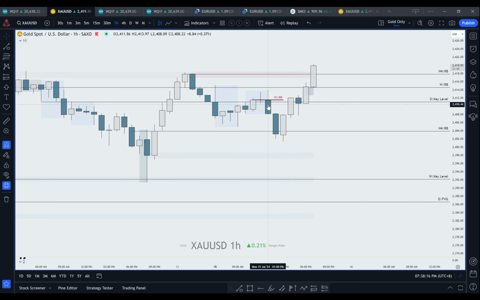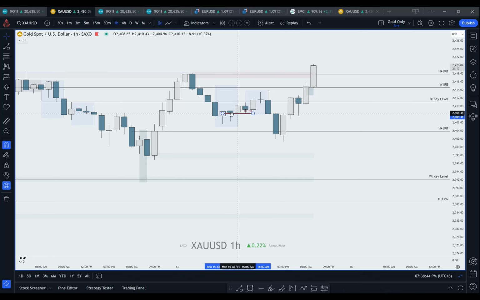Okay, so if we are looking for any entry, we are looking for any entry above this level on the sell side. Why? Because we are already going lower, right? And we don't have any kind of order block or any kind of POI into this area. Okay, we have this one also. We have another rejection block here.